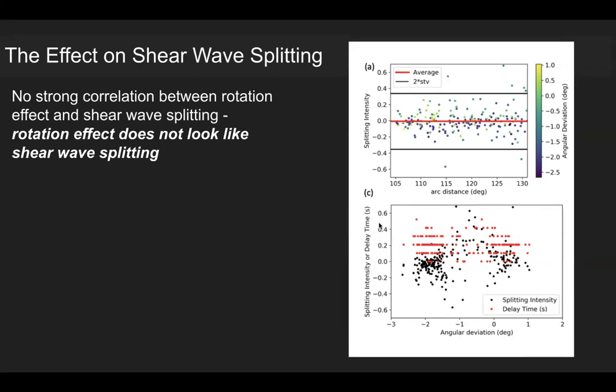And then also, if you plot here, this is splitting intensity. I also plot splitting intensity and delay time on the y-axis versus the polarization anomaly. And there's absolutely no correlation. Most of the splitting intensities or delay times that are not zero are either from another phase in the measurement window, or it's not rotation. So there's no rotation effect on splitting except misalignment.